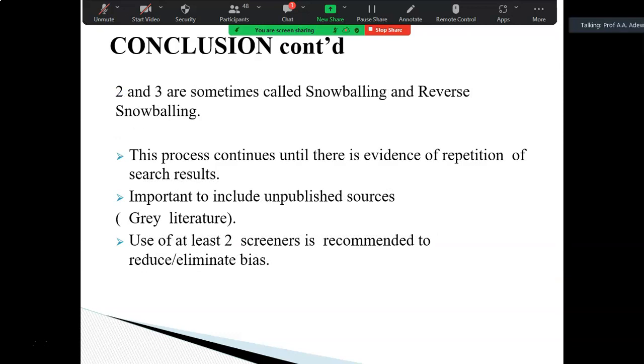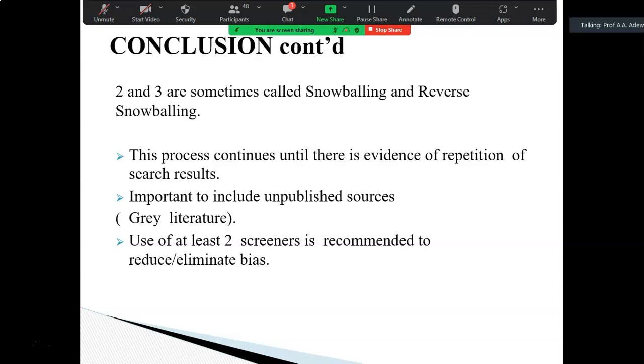Steps 2 or 3 are the search results, and of course, once you find a primary article, you still have to go to its reference list again to search for articles there. So the second and third stages are sometimes called snowballing and reverse snowballing. This process continues until there is evidence of repetition of search results.